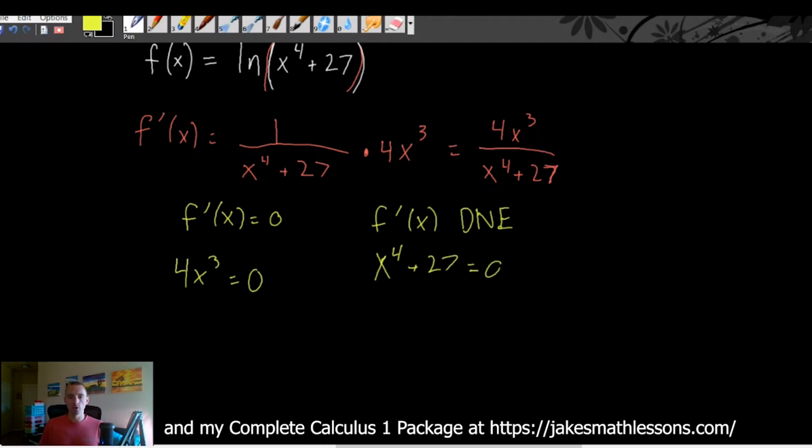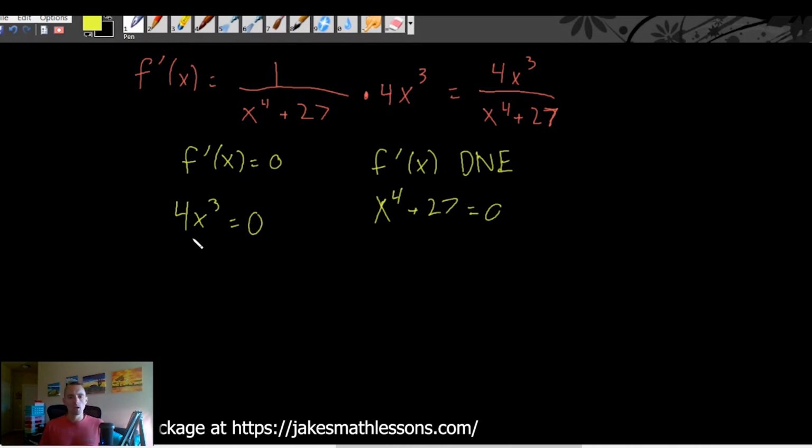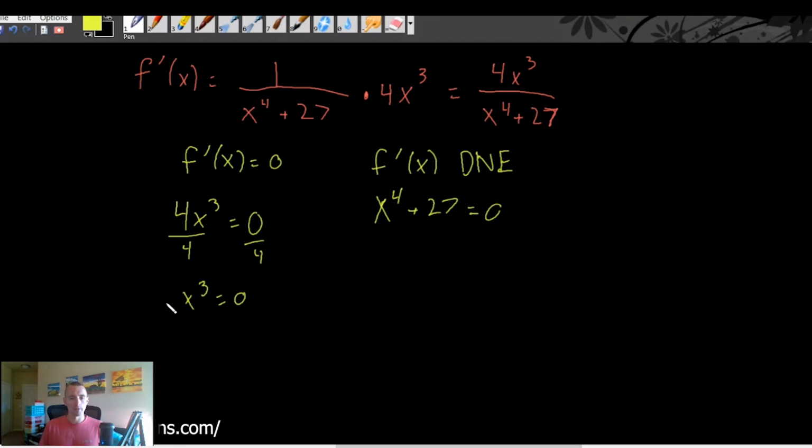Now we have these two equations that, when we solve them, will give us all of the critical numbers of our original f of x. So to solve this for x, we can divide both sides by 4 and then take the cube root of both sides. So x equals 0 is going to be one of them.